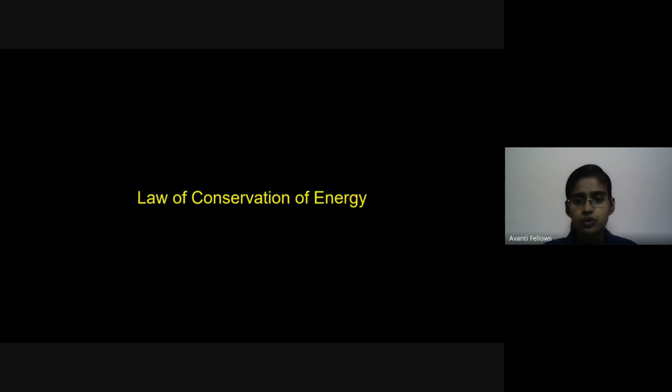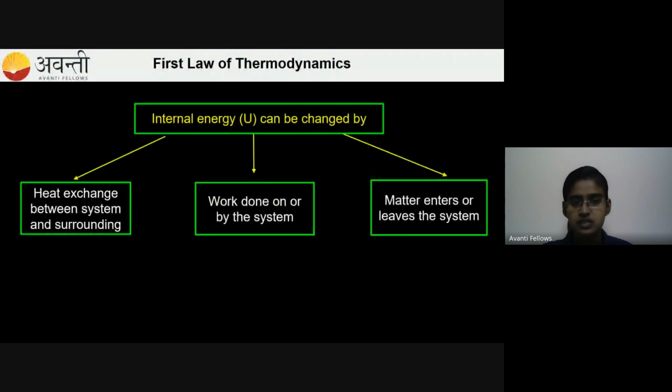Now let's move on to the law of conservation of energy. Energy can neither be created nor destroyed, right? So that is the law of conservation of energy. And this internal energy can be changed by 3 things. One is heat exchange, the other is work done, and third is when matter enters or leaves the system. So there are 3 ways: heat, work, and matter entering and leaving the system.